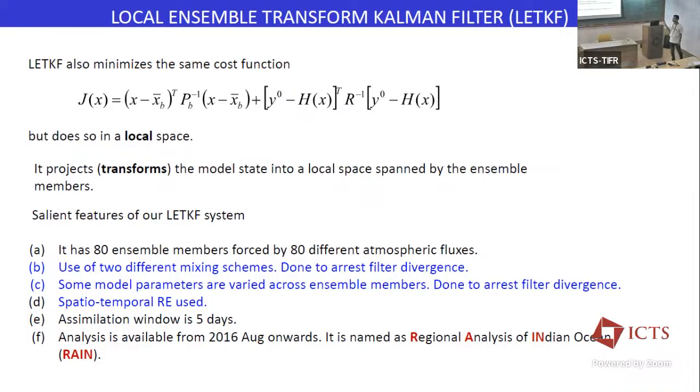Various data assimilation systems take various measures. Covariance inflation is one such measure. In this system, what we saw is that even with covariance inflation, we could not manage to arrest filter divergence, so we had to resort to other means. So what have we done? We have used two different kinds of mixing schemes. So what are mixing schemes?